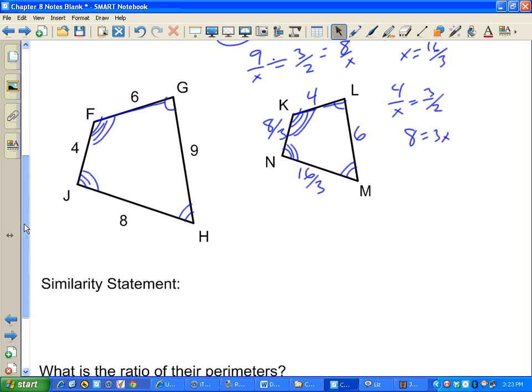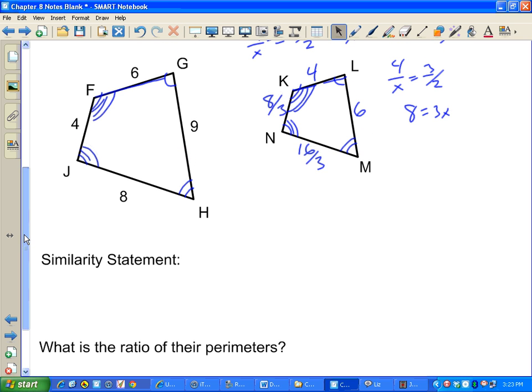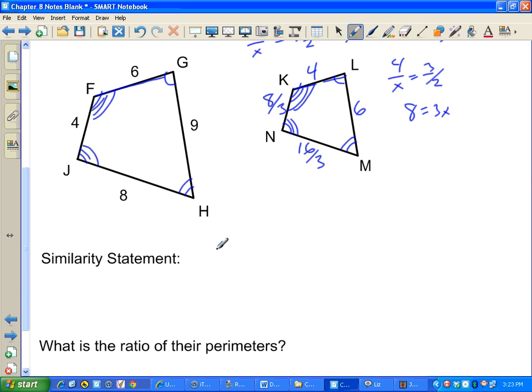A similarity statement. Every time you have similar figures, you can write a similarity statement, which is just a big proportion that compares all of the sides. So I can say that FG over KL is equal to GH over LM, which is equal to JH over NM, which is equal to FJ over KN.